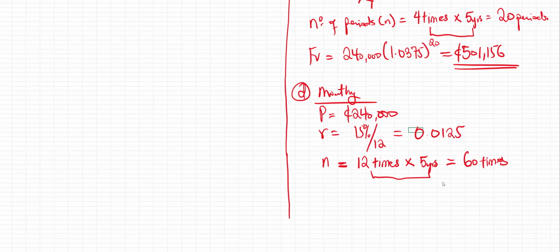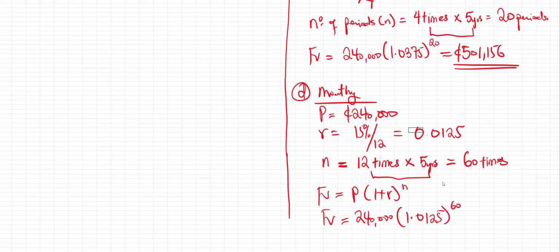So in that case, we know future value is my present value times 1 plus R raised to the power N. So our future value is taking this 240,000 times 1.0125 raised to the power 60. And that gives us how much?